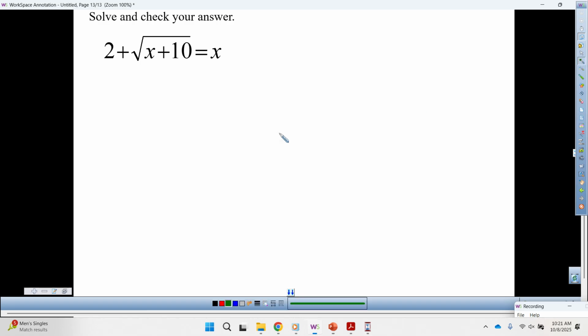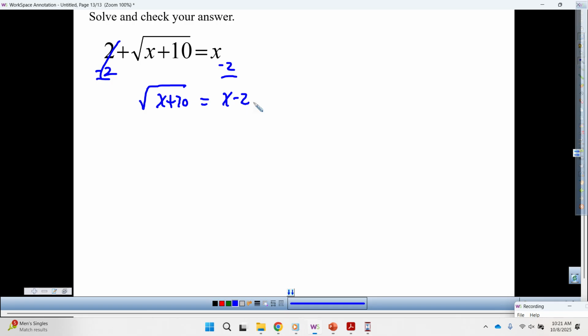All right, here we go. We need to leave the square root by itself, so what do we do? No, not yet. It's not by itself yet. Minus 2, minus 2. So we end up with square root of x plus 10 equals x minus 2. Now we cancel the square root. How do we do that?